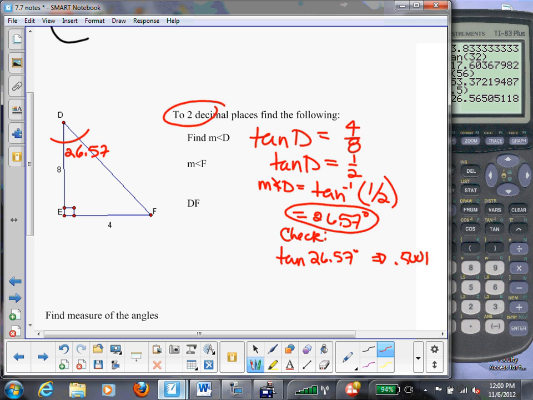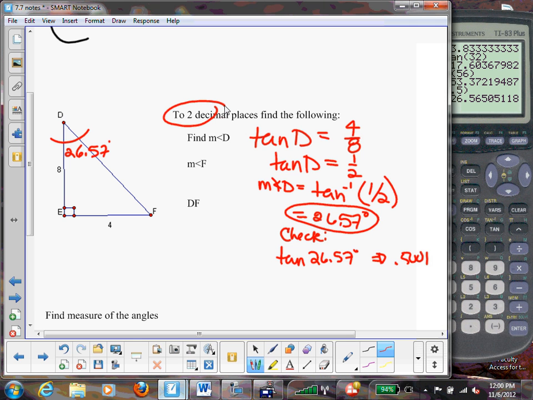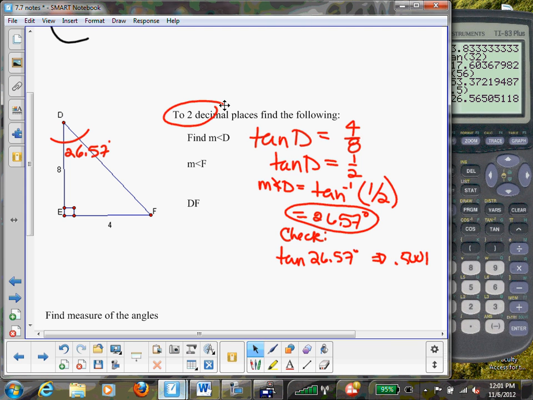Now, we can do this the easy way or the hard way to find angle F. We'll do it the hard way because I want you to be able to use your trig functions, and then we'll talk about the easy way, using our trig function.